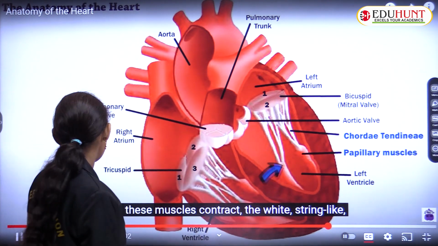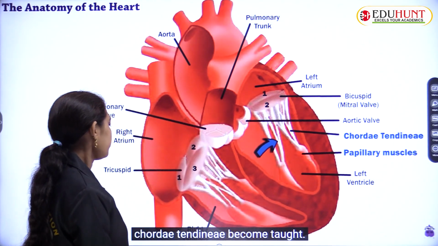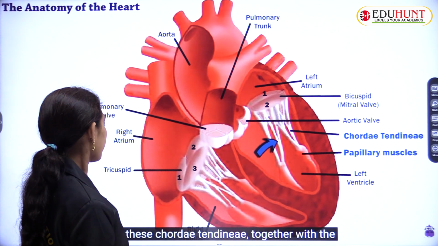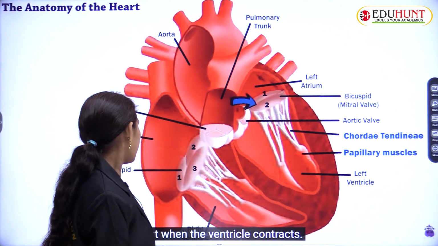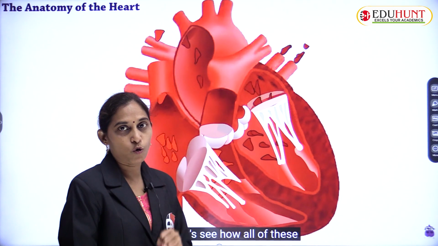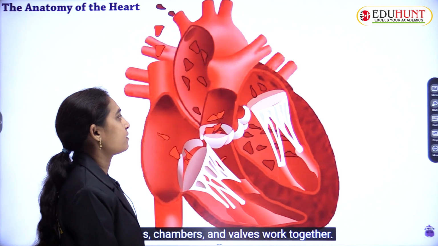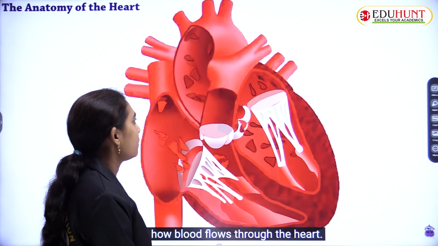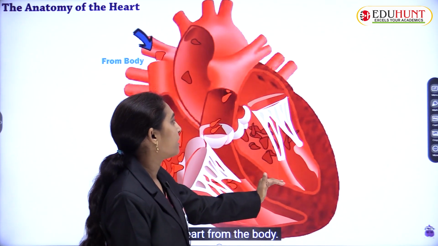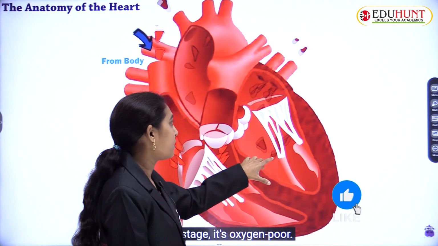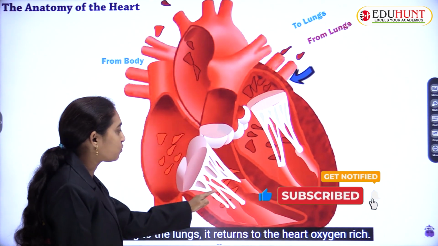Let's see how they stretch. Yes, these are the chordae tendineae. Chordae tendineae together with the papillary muscles shut and open the valve like this. See how they are opening and closing. Only in one direction they are sending the blood, that is from the atrium to the ventricle. Here also, from atrium to the ventricle.